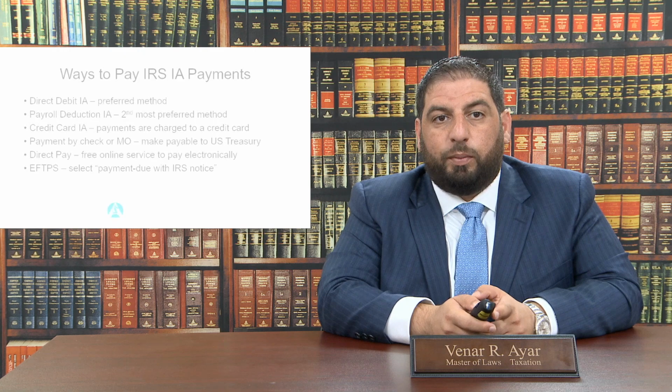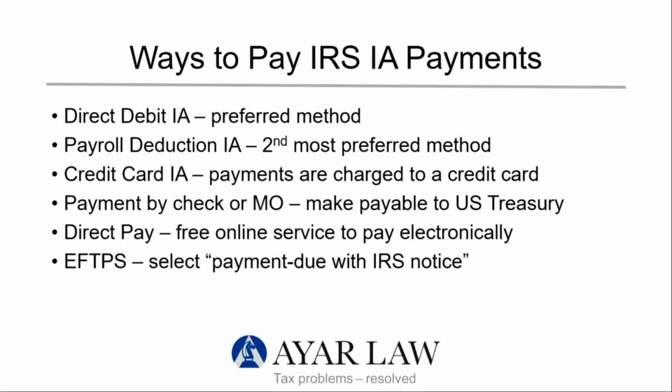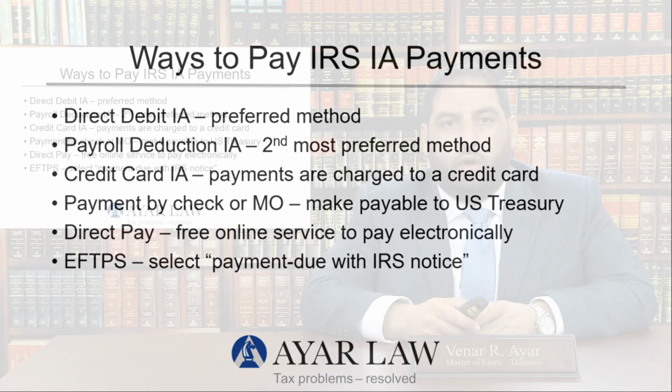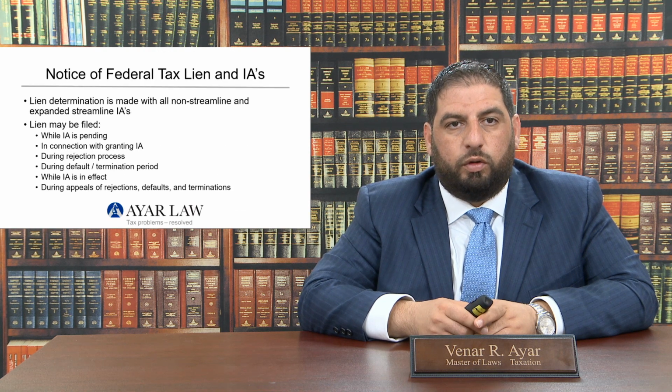So these are kind of like step installment agreements. There are different ways to pay if you're on an installment agreement. The preferred method is direct debit from your bank account. Your second preferred method is a payroll deduction. You can also have them charge you on your credit card every month, or you can mail in a check or a money order, or you can go online and do it through Direct Pay, which is a free service by the IRS. Or if you're a business, you can do it through the EFTPS system, where you would go in and just select payment due with IRS notice.